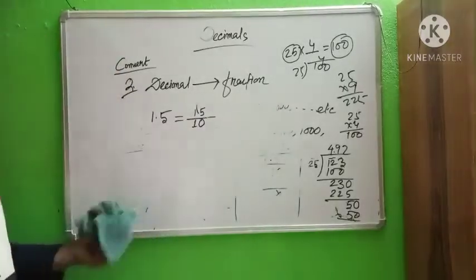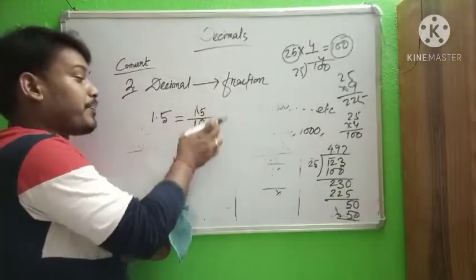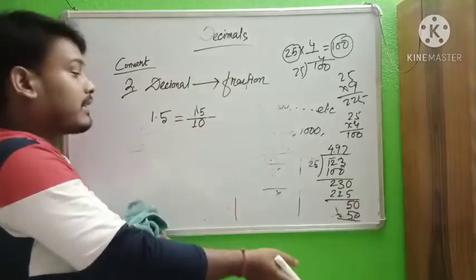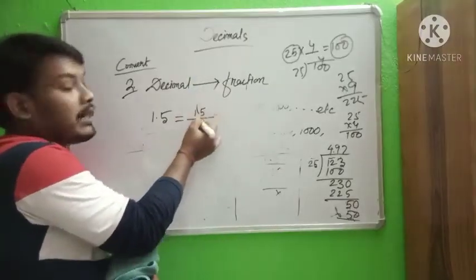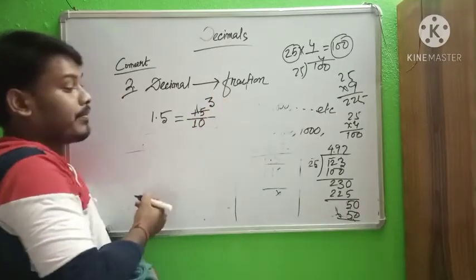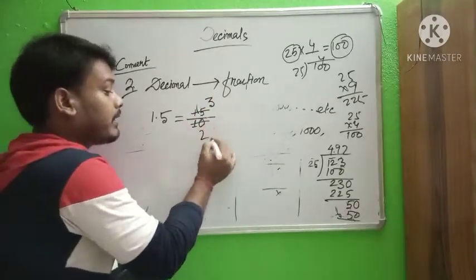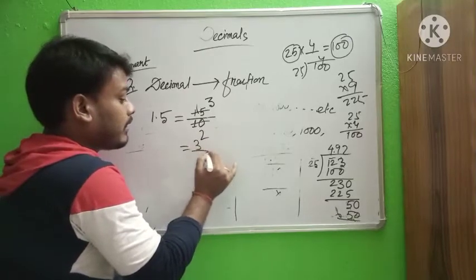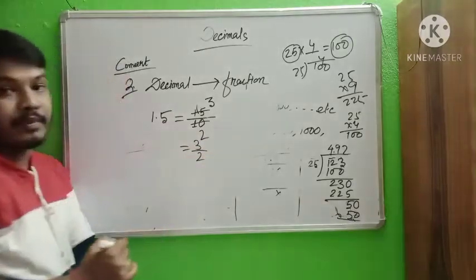Then simplify the fraction, so both are divisible by 5, so 5 3s are 15, 5 2s are 10. So what is the answer? 3 by 2.